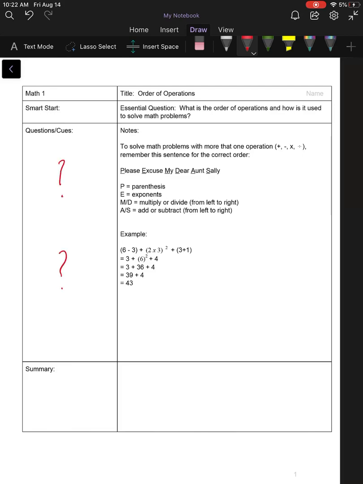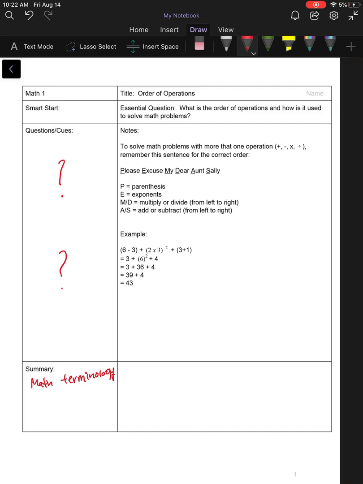And I want a good solid summary that's using the math terminology that I use in this video to explain, or to summarize, our notes. Okay, so make sure you have a good summary and good questions. I will be looking at your notes and giving you a grade for them. So please take good notes.